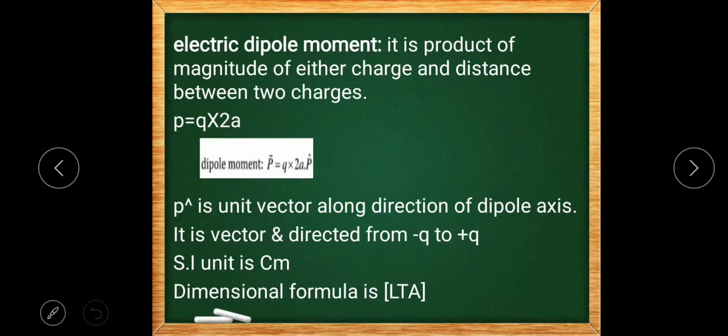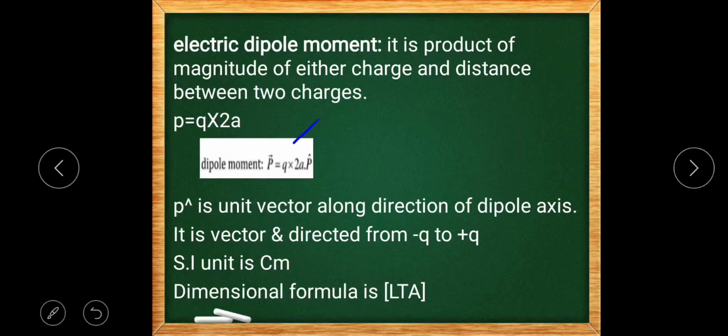Electric dipole moment. It is the product of the magnitude of either charge and the distance between the two charges. Electric dipole moment is denoted by p, small p, equal to q into 2a. It can be expressed in vector form, that is vector p equal to q into 2a into p cap. Here p cap is the unit vector along the direction of the dipole axis.